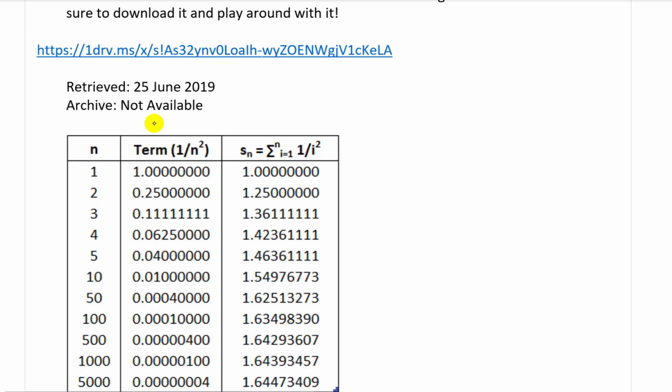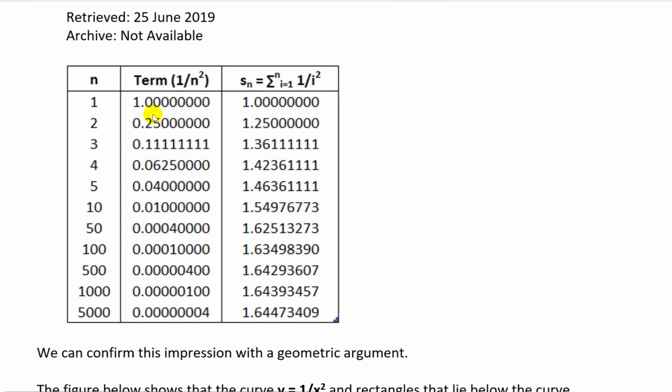And then this is the summation of them. So 1 plus 0.25 is equal to 1.25. And then 1.25 plus 0.1111, we get this over here, 1.36111. And so on, they go all the way to 5,000 terms, where we get this 1.64 figure.